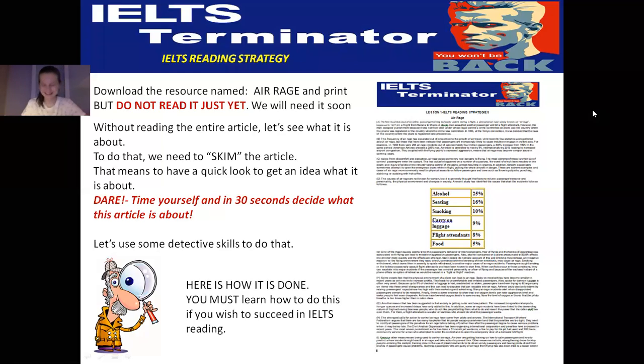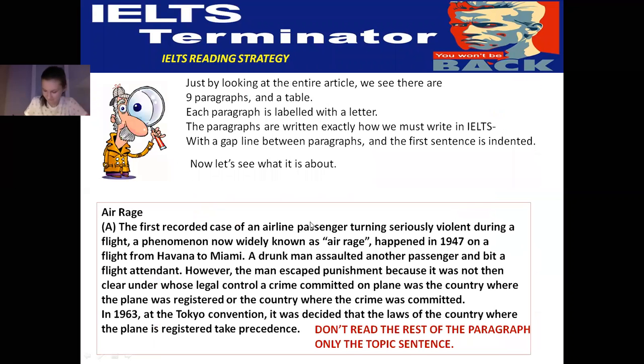Okay. And we have to use some detective skills, and we have to use the skills that we've had about predicting when we did the listening thing. So just by looking at the entire article, we can see there are 9 paragraphs and a table, and each paragraph is labeled with a letter. The paragraphs are written exactly how we should write in IELTS, with a gap, and if it's done correctly, each paragraph will be indented.